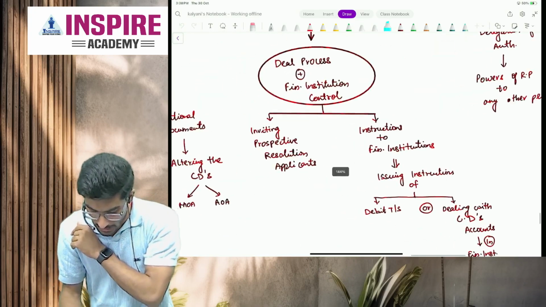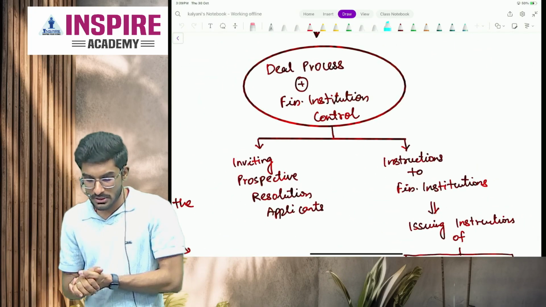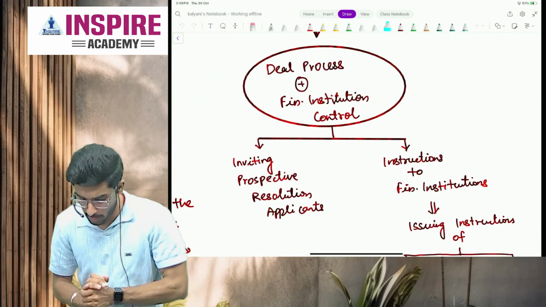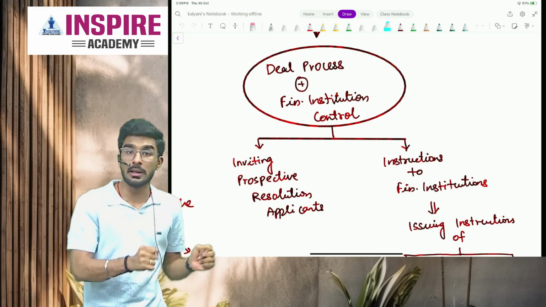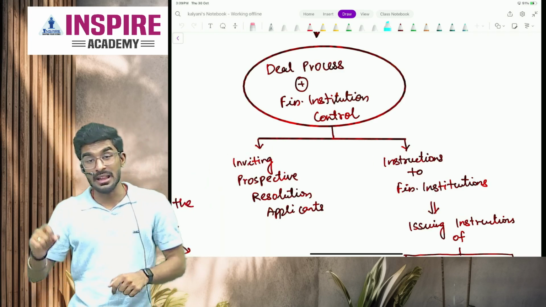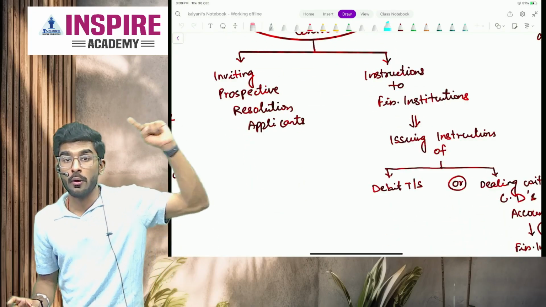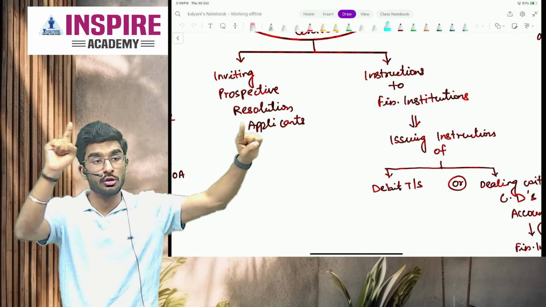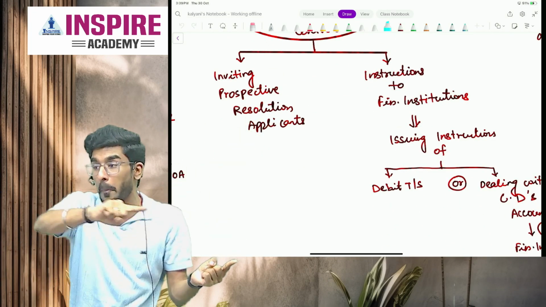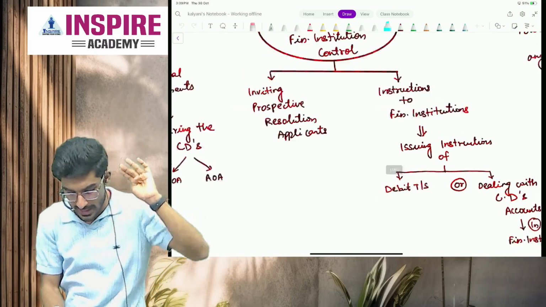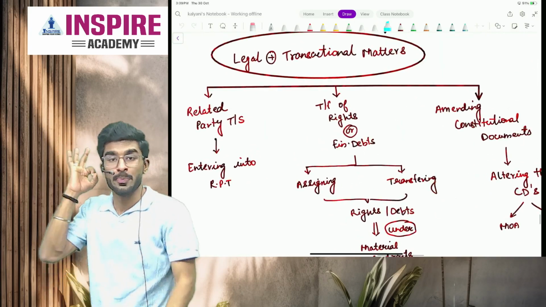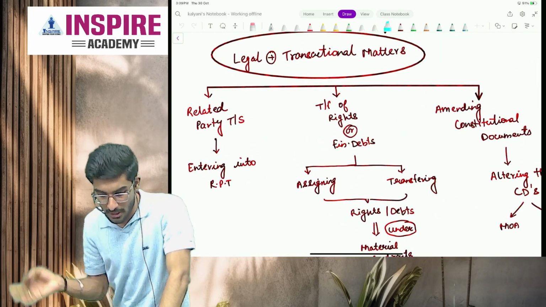Okay. Now, dealing process plus financial institution control. Inviting prospective resolution applicants and instructions to financial institutions. Remember, people, we need to make payment to the vendor. So we give you instruction to pay the vendor directly. Remember, people? Yes. And next is legal plus transactional matters.